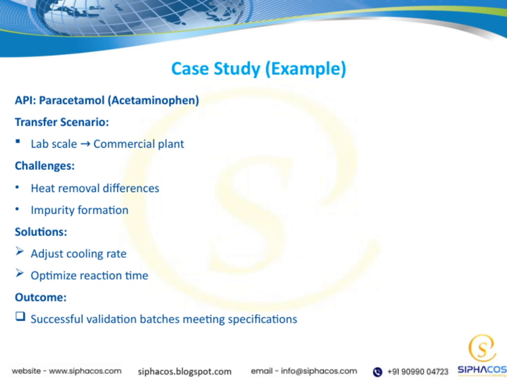To address these challenges, we made some specific adjustments. We fine-tuned the cooling rate to better control the reaction environment and prevent unwanted impurities. We also optimized the reaction time to ensure the process was efficient and consistent at larger scale. The good news is, these solutions led to successful validation batches that met all specifications. This example really underscores the importance of carefully adapting process parameters during scale-up, and how thoughtful adjustments can lead to successful commercial production while maintaining product quality.